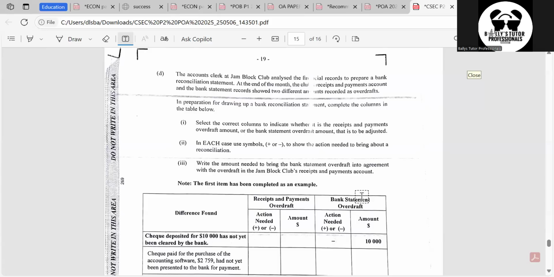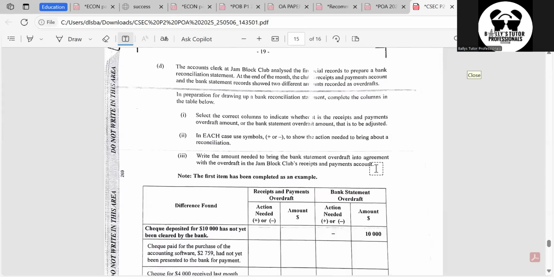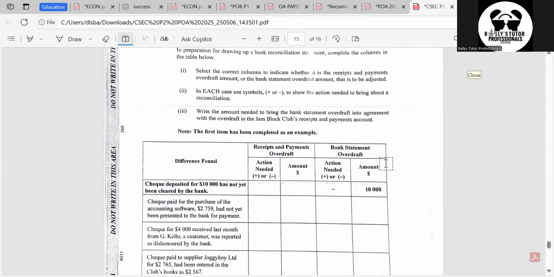In each case, use add or minus to show the action needed to bring about the reconciliation. Write the amount that is needed to bring the bank statement overdraft into agreement with the overdraft in the Jam Block Club's receipts and payments account. So let's look at the example to see if we can make sense of it, right?